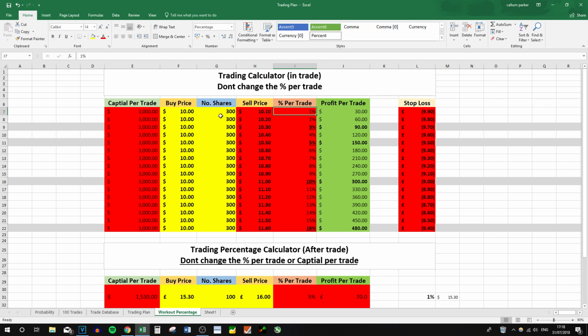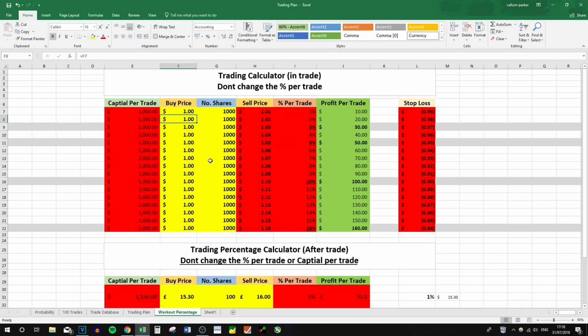If we make things easier and just put it over here, 1,000 shares brought at the price of $10 is $10,000. Okay, that stock goes up by 10 cents. That gives you $100 profit per trade. Now if we put this down to $1, you can see here every cent gained on the price is 1%.